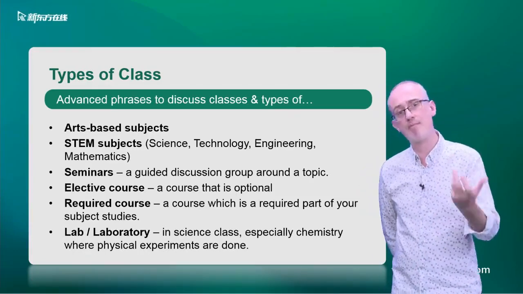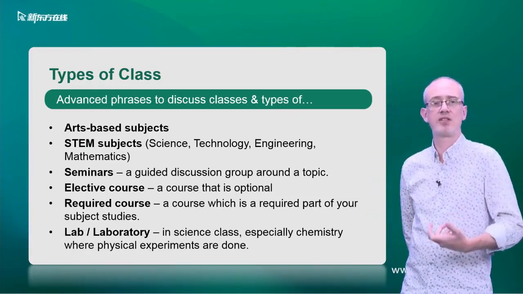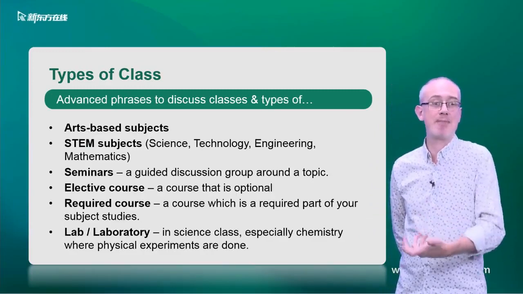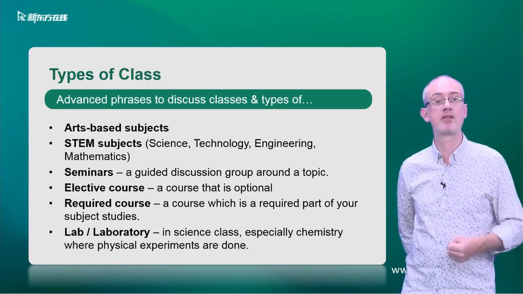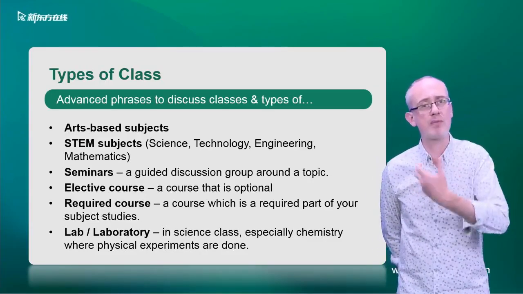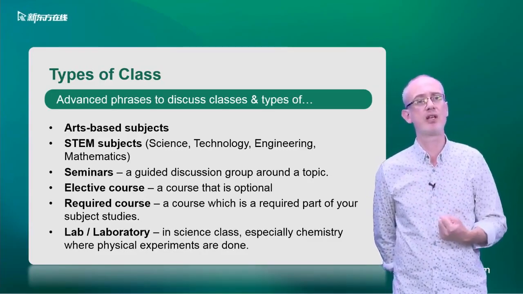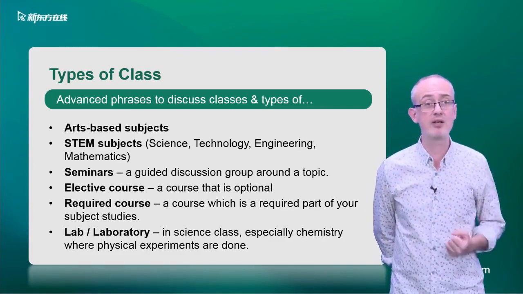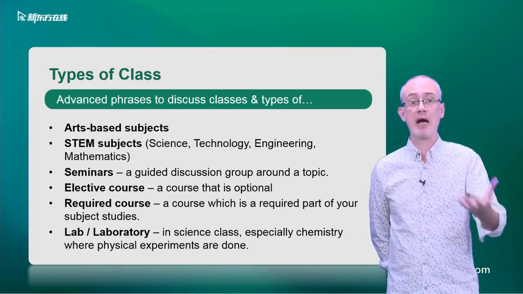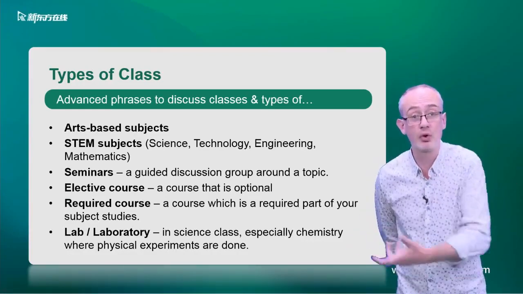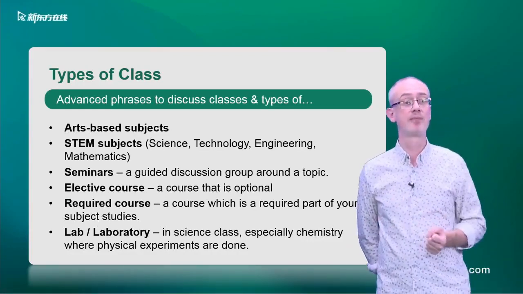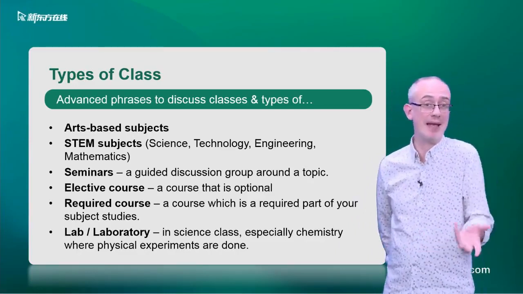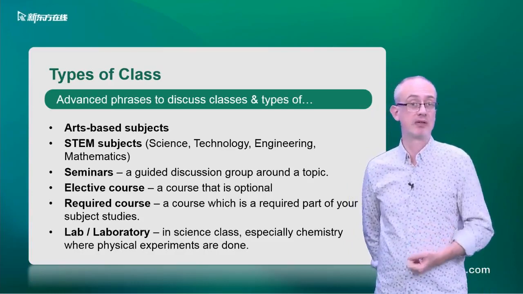A lab or laboratory class, a science class which takes place in a laboratory, a lab, especially chemistry where physical experiments are done. So use your imagination and think of a class that you have done that you find interesting. Try and explain what kind of subject it is, what kind of class it was, what kind of course it fit into, and where it took place, if that's interesting. A lab, a sports field, etc.